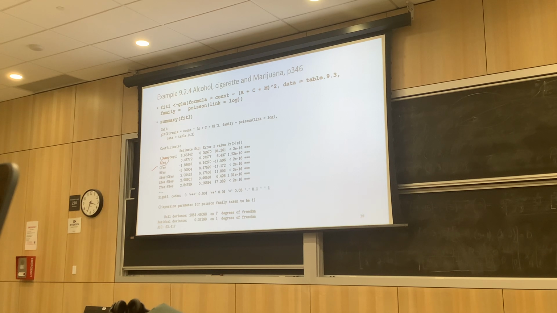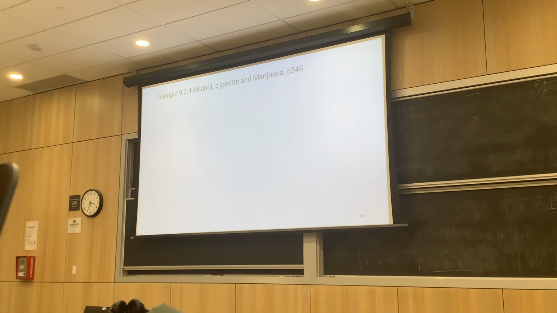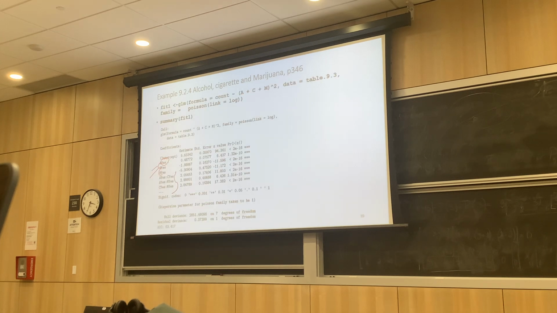Alcohol yes, that means alcohol has two levels, yes and no. It has taken no as the reference. And for cigarette also yes and no, and it has taken no as the reference. These are the products of those terms, and so that is this model, the homogeneous association model.